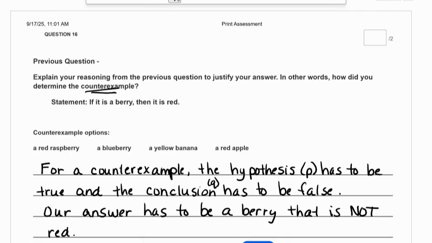Because the conclusion has to be false. So you have to negate it. It has to be not red and a berry. Okay, you had to get in there that it had to be a berry that is not red to get full credit for this question.